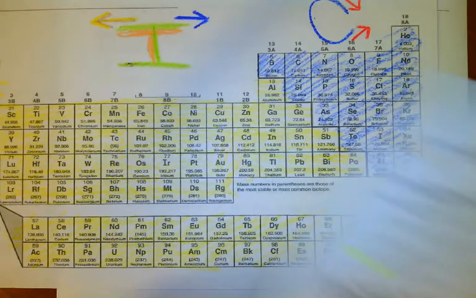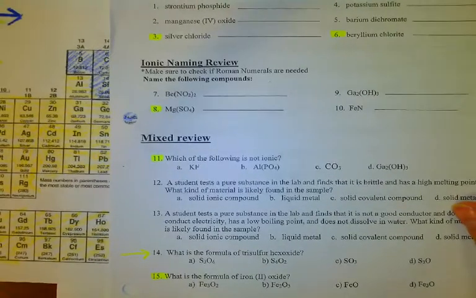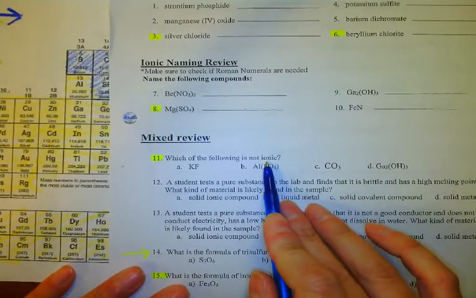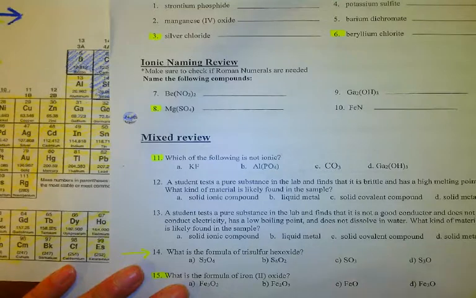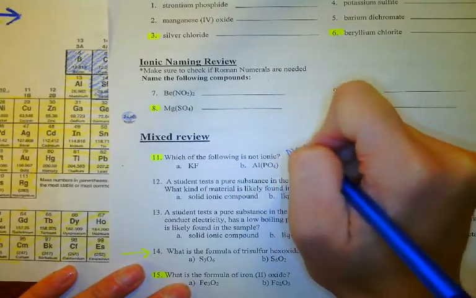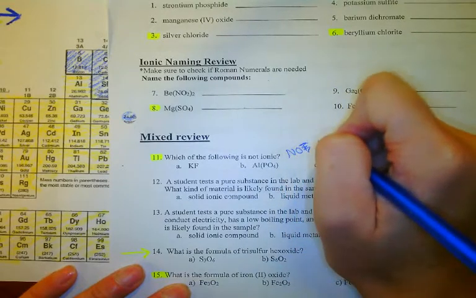So when we're looking at questions like number 11, it says which of the following is not ionic? Okay, ionics will have a metal in them and nonmetals. Covalents are only nonmetals. So we're saying which is not ionic, which has no metal.